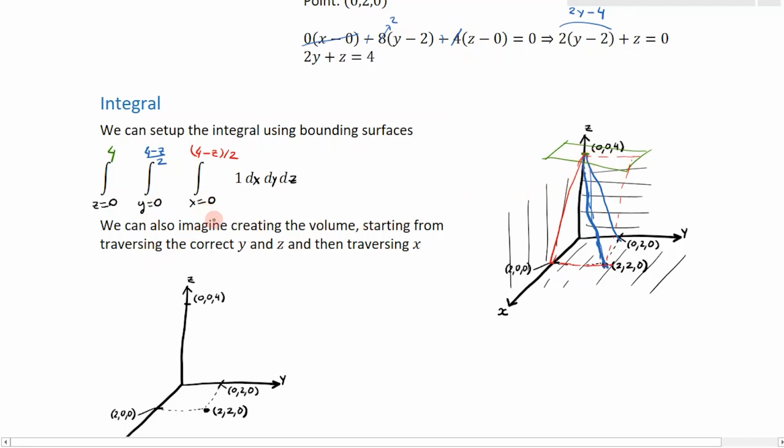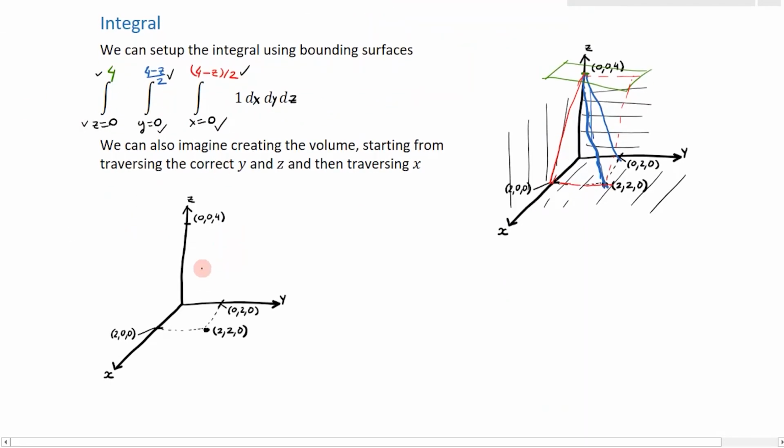Now, one really important thing. I set it up just figuring out the equations of all of these surfaces, but now we need to check that the dependencies are correct. So here we have constants. These are fine. Here, this is fine. This depends on z. That's okay, because here z is defined already. And the innermost integral can be whatever. So this is fine as well.